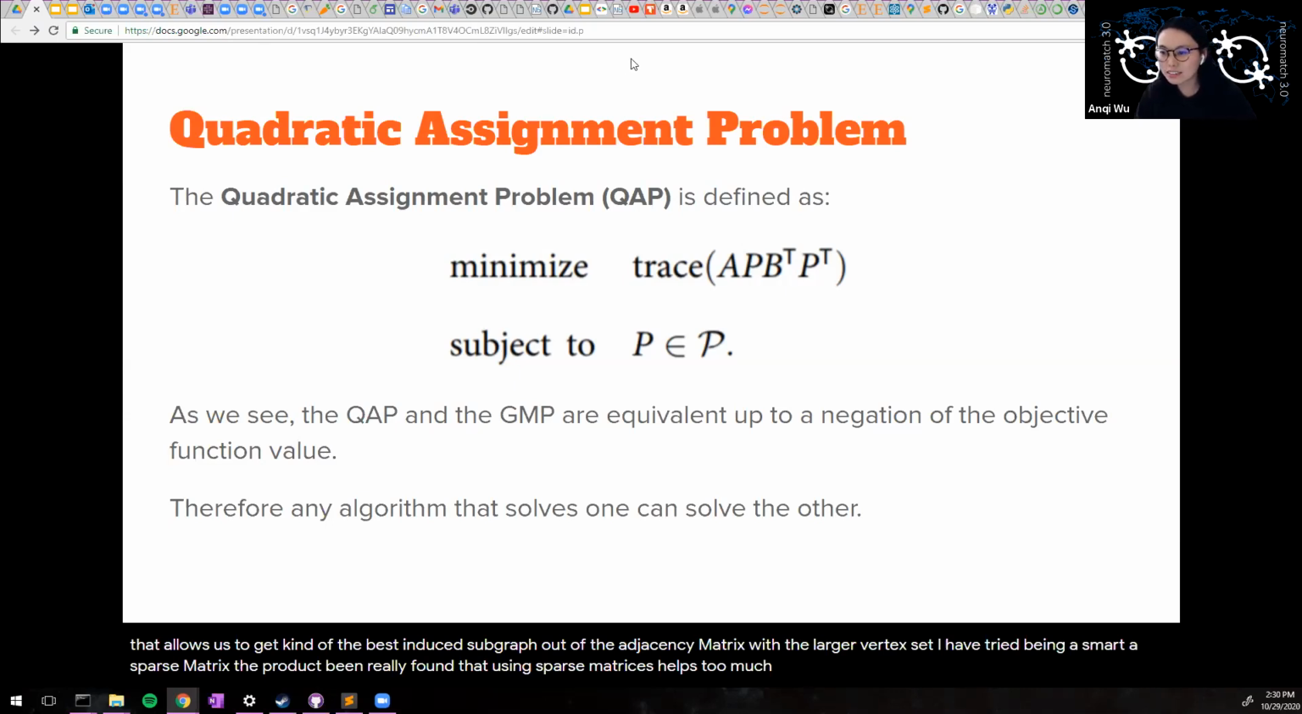Oh, actually, there's a quick question maybe from the audience. What is the advantage of graph matching compared to simply calculating the degree of overlap between the networks?